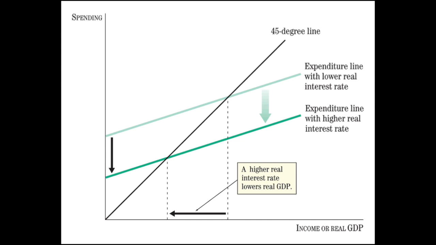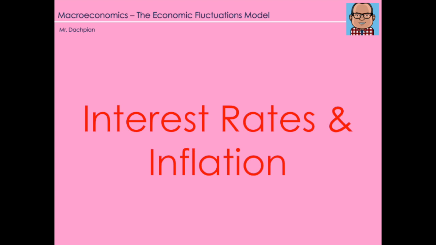This figure illustrates the effect of a lower interest rate on the spending balance and GDP. In this figure, a higher interest rate will result in a lower expenditure line because consumption, investment, and net exports will decrease. The intersection of the new expenditure line with the 45-degree line denotes the new spending balance. The new spending balance is at a lower level of real GDP. If real interest rates decrease, then investment, net exports, and consumption will increase, resulting in a higher spending balance and a higher level of real GDP.